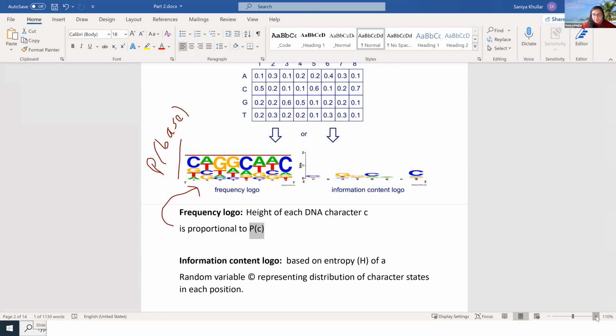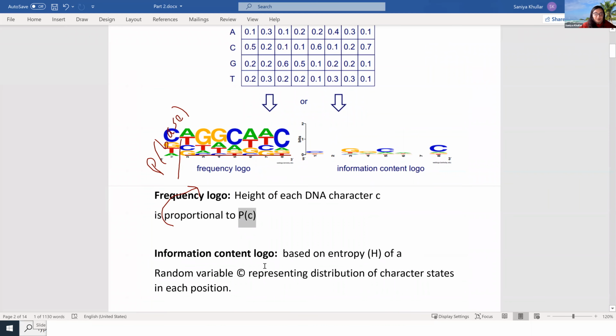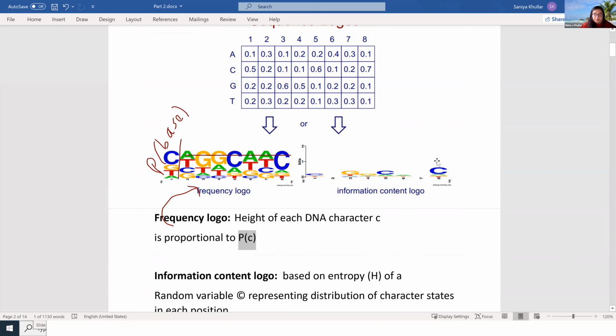Whereas for an information content logo, what you're going to observe is that it's based on the entropy of a random variable C representing the distribution of character states in each position. So this height is just the entropy, basically. Those are some important things, and you can see the different interpretations that you can get from the matrix. But what we're focused on is this pathway.